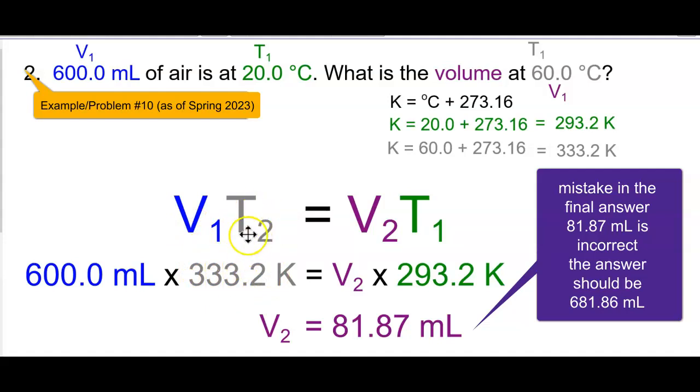Remember, temperature doesn't like to play nicely with others, so it's always the opposite subscript of the one it's next to. V2 times 293.2 Kelvin, multiply the left, divide by the temperature on the right. So mathematically, remember 2 temperatures, they both are in Kelvin. When I divide it over unit-wise, Kelvin cancels, leaving me only milliliters. Mathematically, when I multiply 600 and 333.2, hit equals, divide by 293.2, I get 81.87 milliliters.